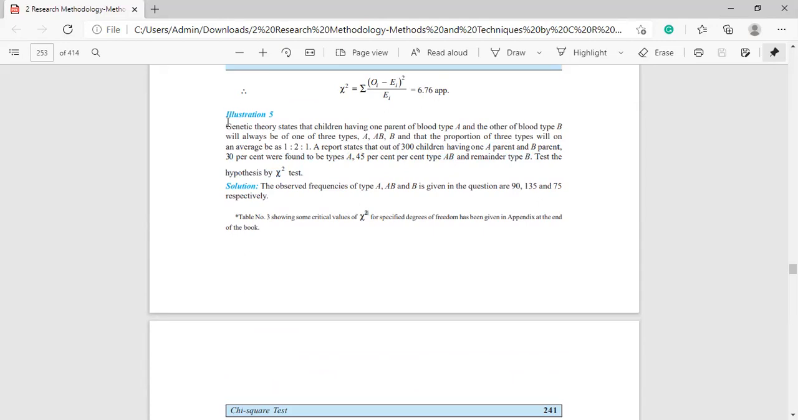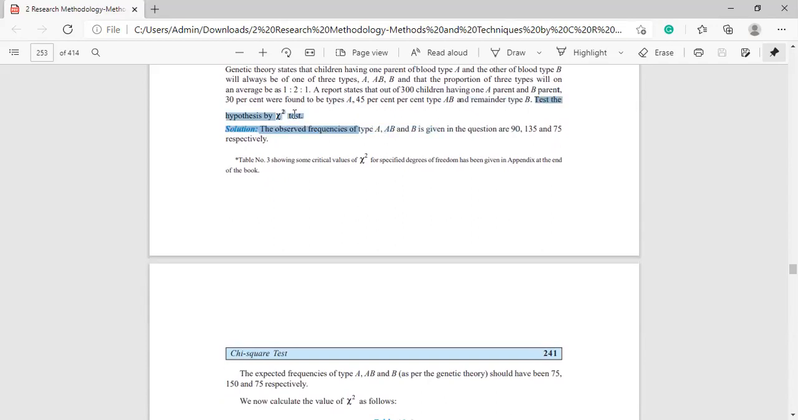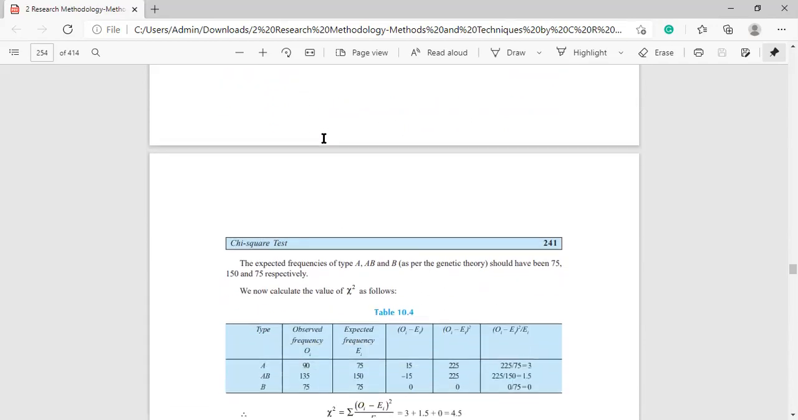So once again, genetic theory states that children having one parent of blood type A and the other type B will have blood type A, AB or B, and the proportion will be 1:2:1. Out of 300 children, 30% were found to be type A, 45% type AB, and the remainder type B. You have to test the hypothesis by chi-square test.